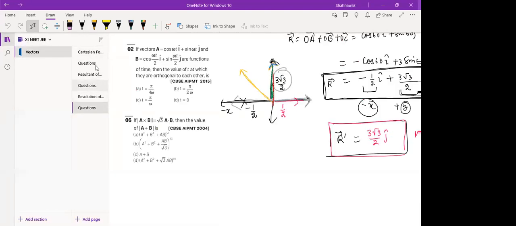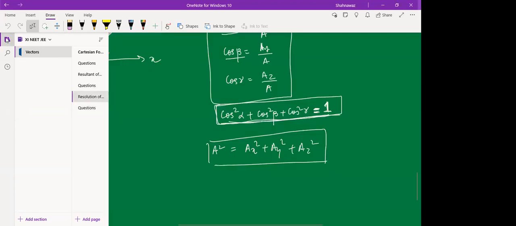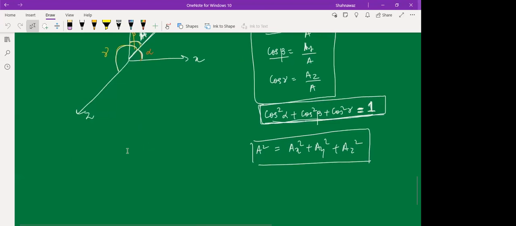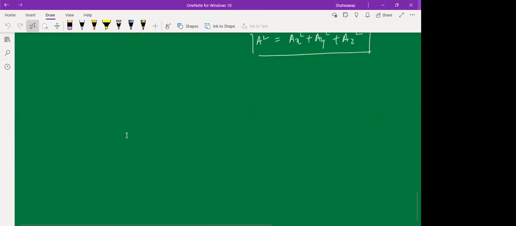Okay, so what I will do is give a quick recap of what we have done so far, and then we'll move on. So let us recap what we have done.